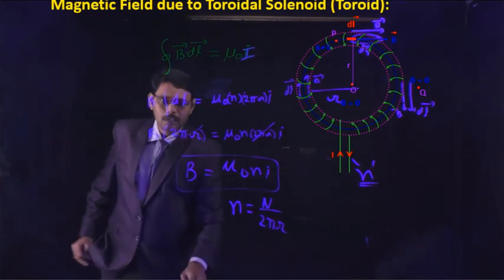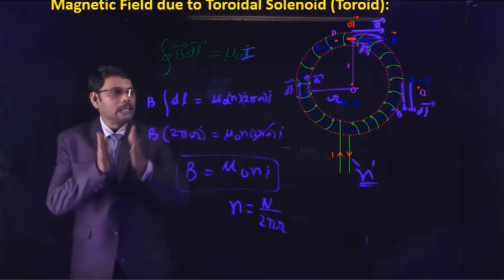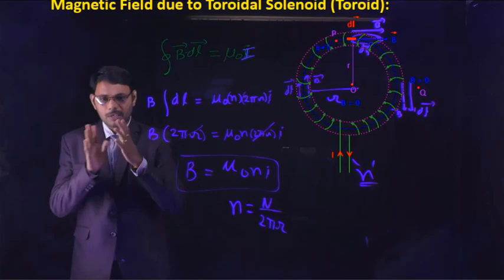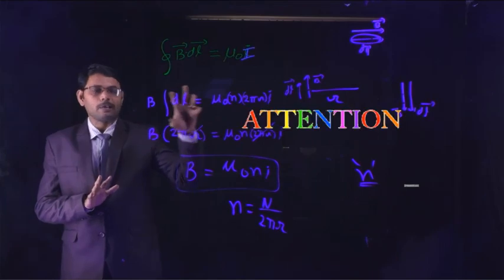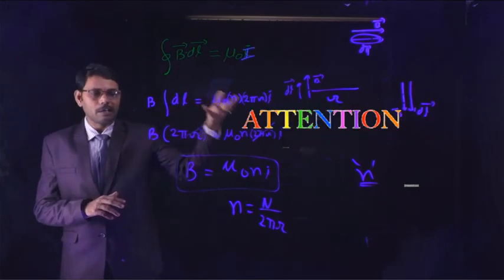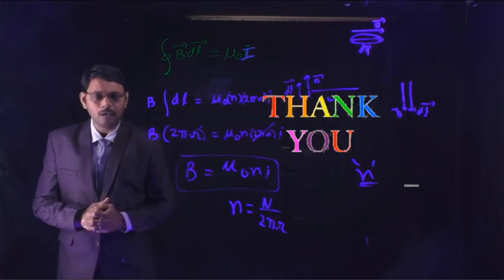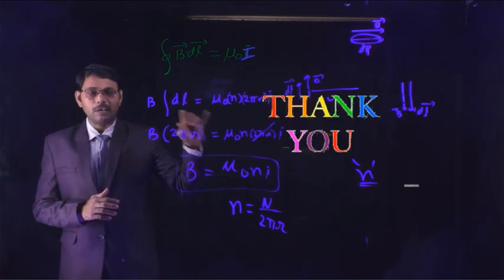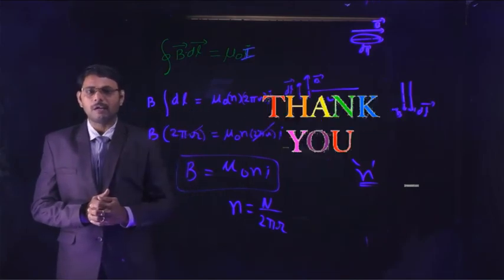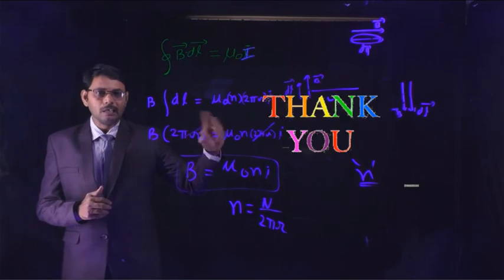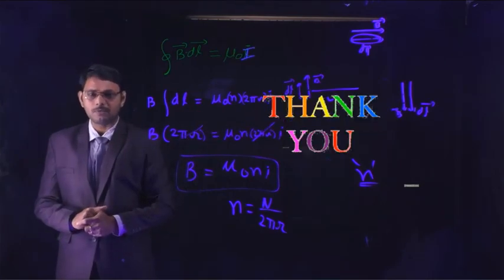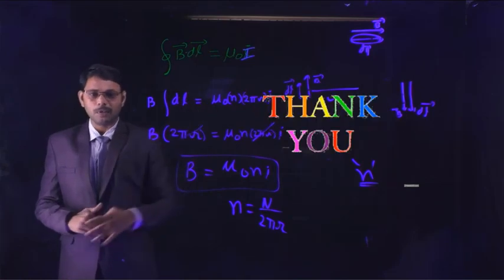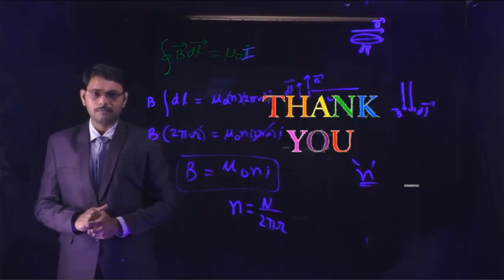Students, in this session, we discussed Ampere's circuital law and its applications. We applied Ampere's circuital law to calculate the magnetic field along the axis of the solenoid and the magnetic field inside a toroid. I hope you followed these expressions very well with the help of this explanation. Thank you for watching. Thank you one and all.